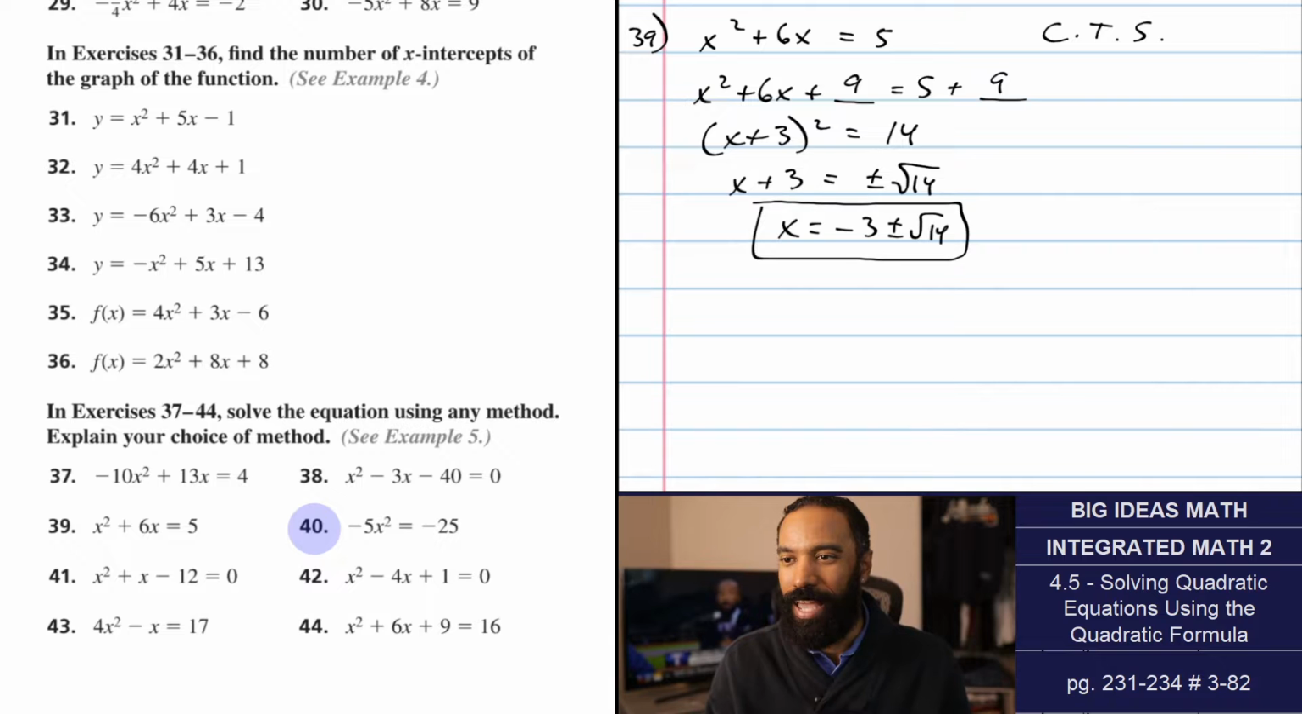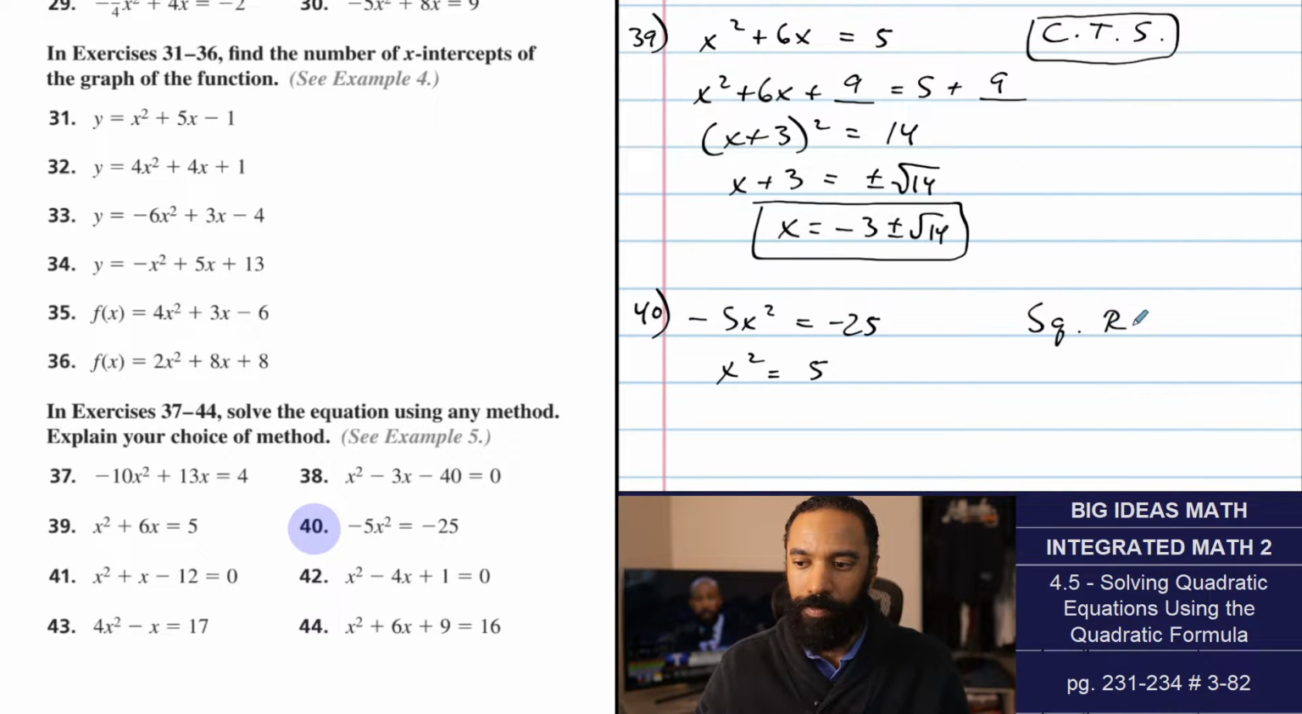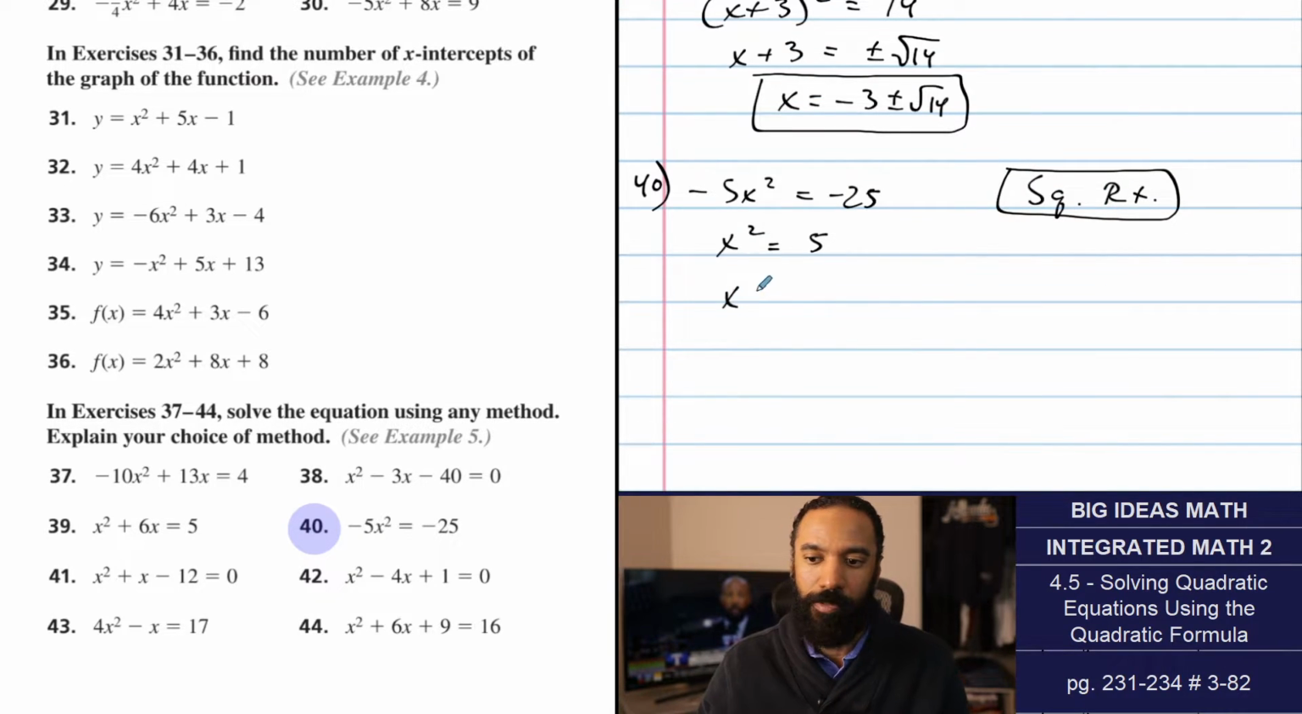All right, number 40, negative 5x squared equals negative 25. This is where I'm going to solve using square roots. I don't have an x term, so I can get my x squared term by itself by dividing by negative 5. That leaves me with being able to take the square root of both sides. X is plus or minus the square root of 5.